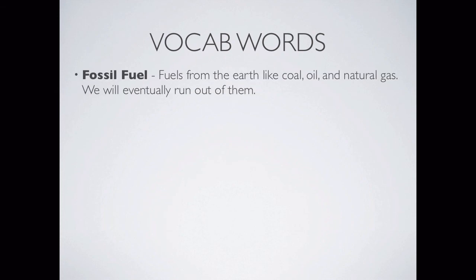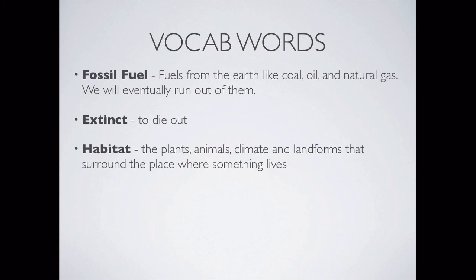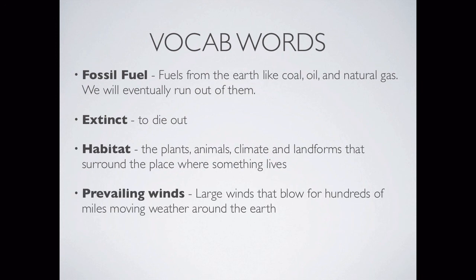Some more vocab words that are going to appear on the test. Make sure you know that a fossil fuel is fuels from the earth like coal, oil, and natural gas. We will eventually run out of them. Remember that the word extinct means when an animal or a plant dies out, there's no more of them, they're gone from the earth. Habitat are the plants, animals, climate, and landforms that surround the place where something lives. So an animal's habitat is all of those things that are around where it lives.